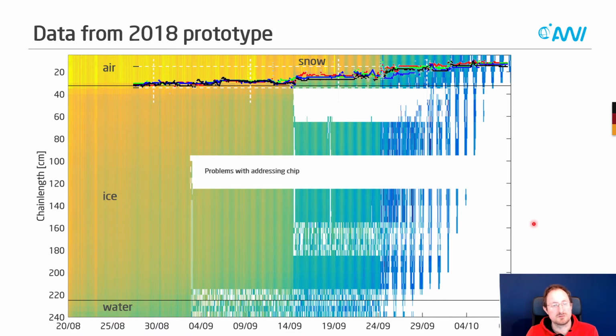Obviously, with the first prototype, we still had some issues here with some mechanical damages to some of the chips on the board. And the color indicates how much light the chain measured. The top part is here, the air compartment, the ice, and the water, and you can nicely measure the vertical profile of light towards the end of the season, and you see how the light is disappearing and it's getting darker towards the end.